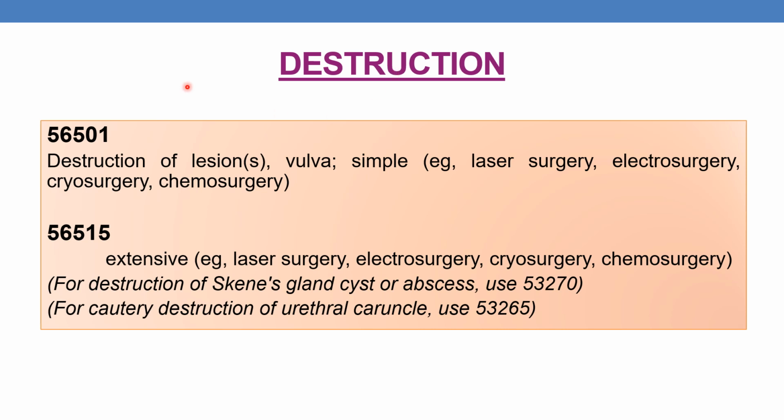Next, coming to destruction CPTs, the first one is 56501, destruction of lesion vulva simple. The next is 56515, destruction of lesion vulva extensive. Procedures are the same. When it is simple, the CPT is 56501. It can be laser therapy, electrosurgery, cryosurgery or chemosurgery. And when it is extensive, the CPT is 56515.